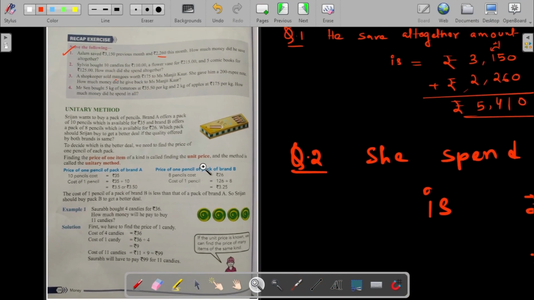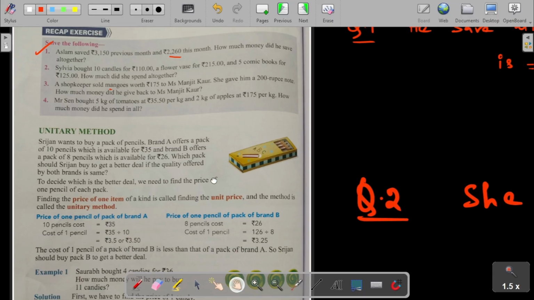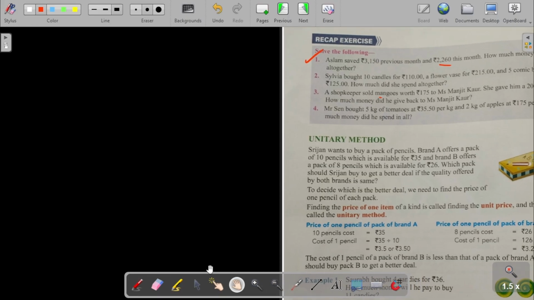Okay, next question. In the next question, Mr. Sen bought 5 kg tomatoes for 35 rupees and 50 paise per kg. Okay, so Mr. Sen bought 5 kg of tomatoes at 35.50 per kg and 2 kg apples at 175 per kg. So how much money did he spend in all? Okay, so here in question number 4, 5 kg tomatoes at 35.50 per kg. So what is the price of 5 kg tomatoes?